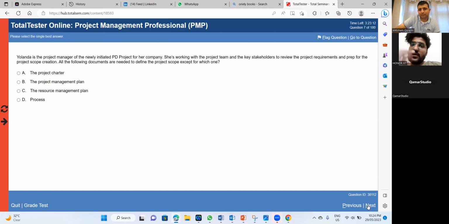Project charter, project management plan, resource management plan, and the process. I think process is not in the scope. Process is what the team has to do. So I think option D. So you need the charter, you need the project management plan, you need the resource management plan. You don't need a process to define the project scope, right? Yeah.